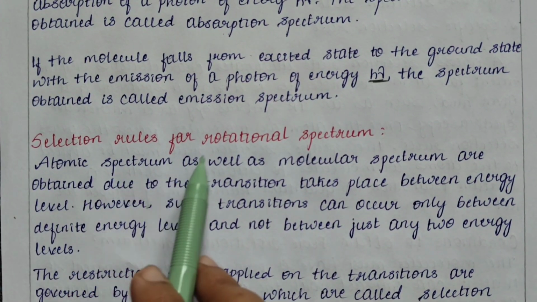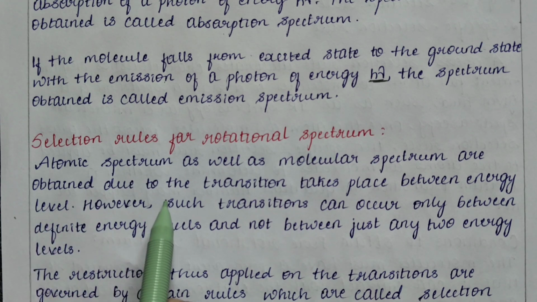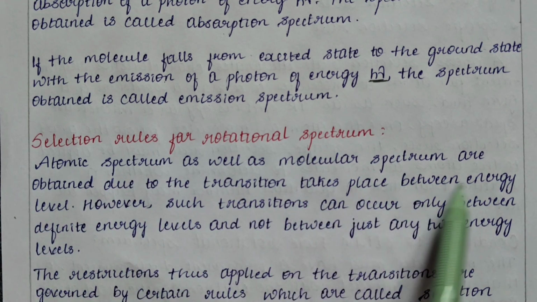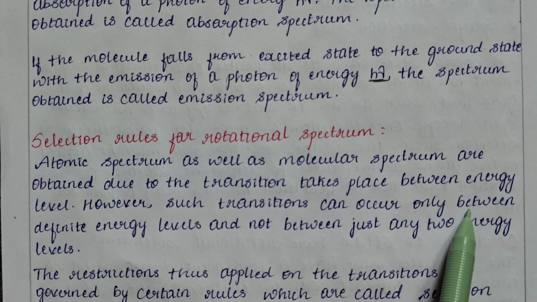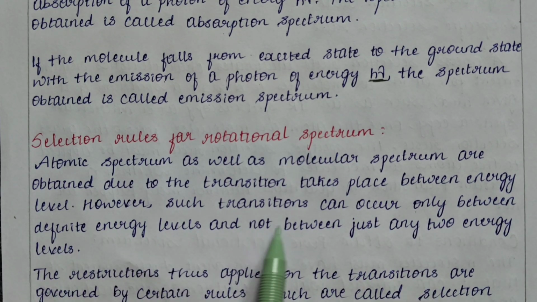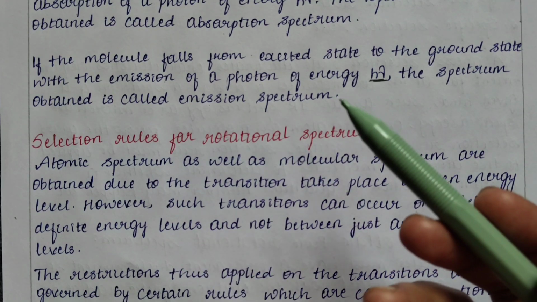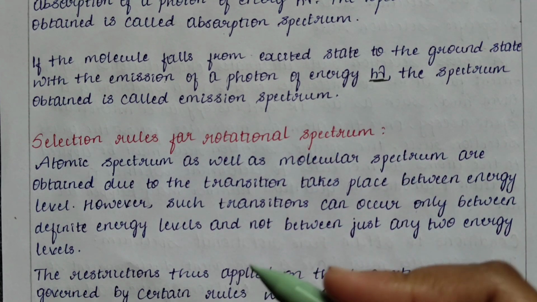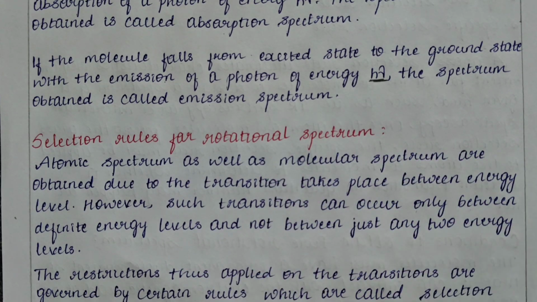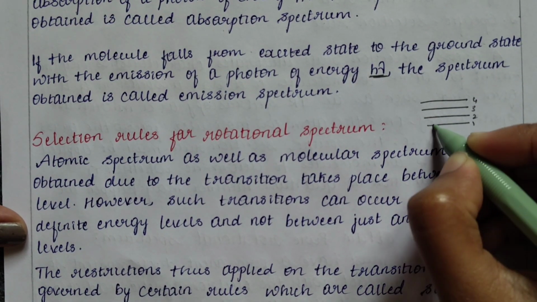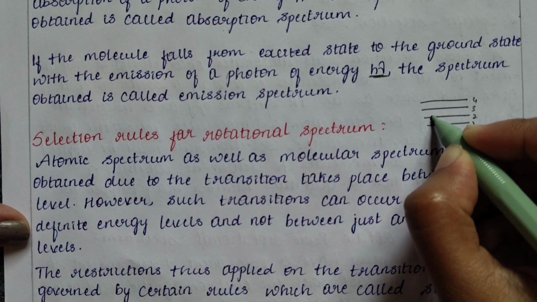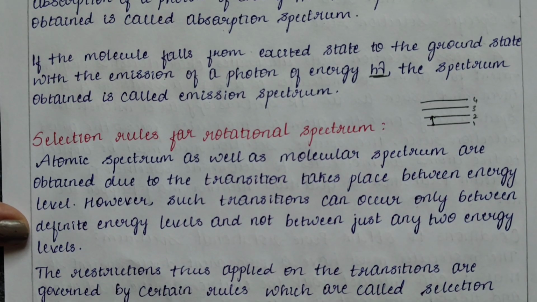Atomic spectrum as well as molecular spectrum are obtained due to the transition which takes place between energy levels. However, such a transition can occur only between definite energy levels and not between any two energy levels. So the electron transition should occur between definite or discrete energy levels, not to any one of the energy levels. For example, if we consider there are 4 energy levels, the electron from 1 should only jump to 2. This is only valid.